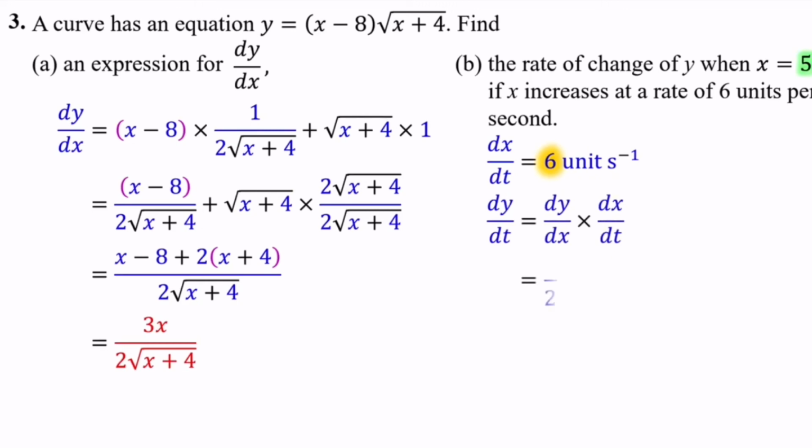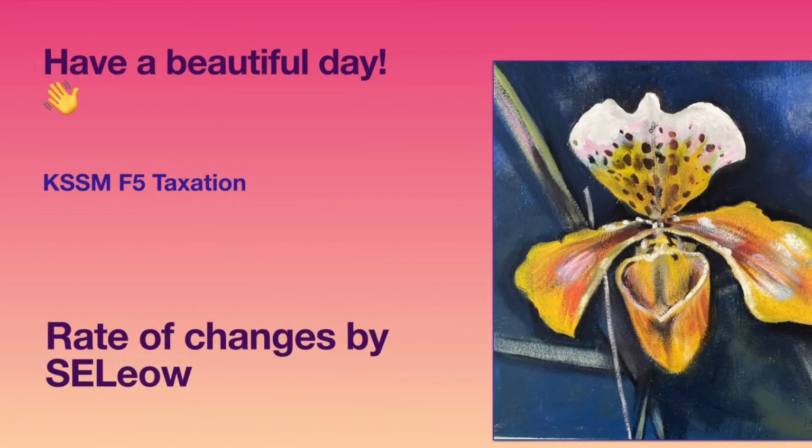Then we will substitute x equal to 5 into dy/dx, 3 times 5, and then we simplify. We will get the answer for the rate of change of y, which is dy/dt. Always double check so that we won't make careless mistakes. So it's actually substituting x equal to 5 into dy/dx, and we just multiply with the 6. The answer is 1515 units per second.